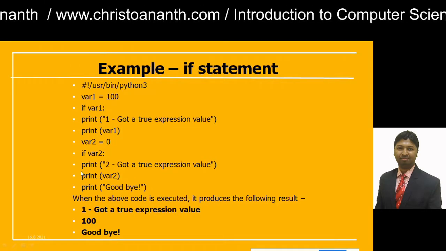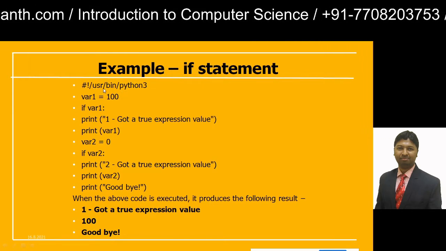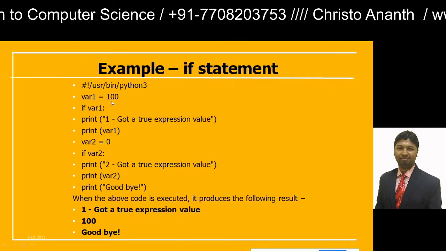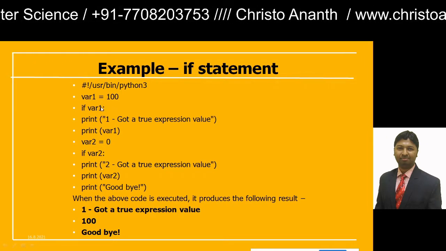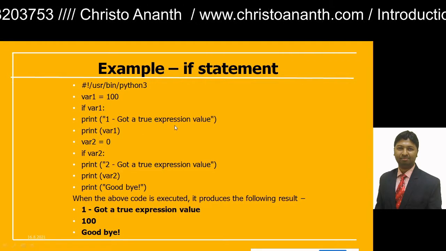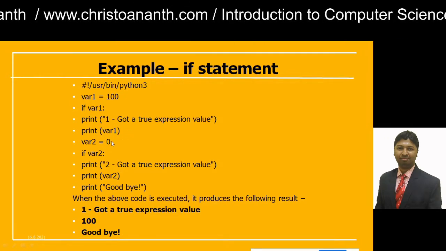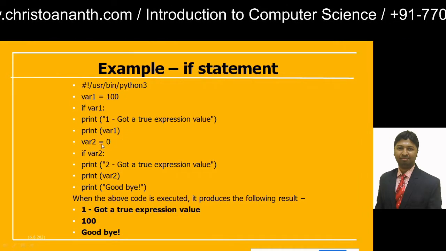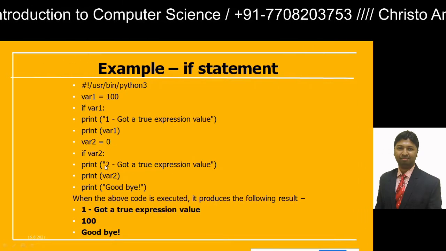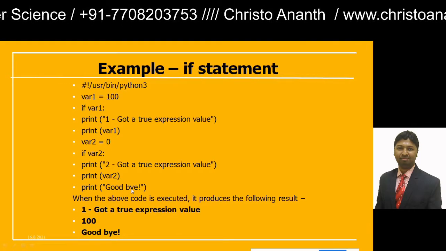So this is an example of an if statement. We are going to access Python 3 from the USR, so /usr/bin/python3. We initialize the variable var1 as 100. If var1, you print "1 got a true expression value", and then you print var1. In the second case, var2 equals 0. If var2, print "2 got a true expression value", then print var2, and then you print goodbye.